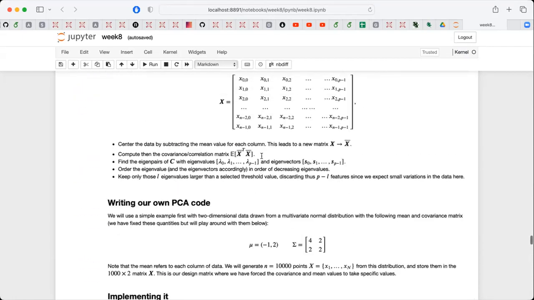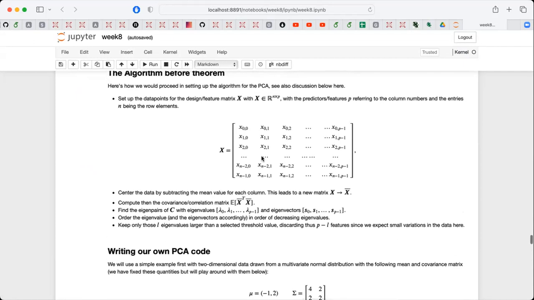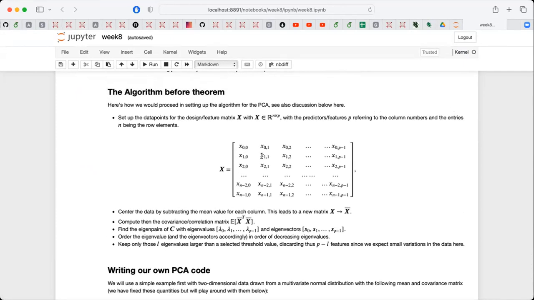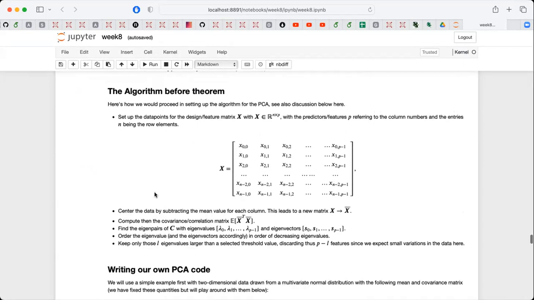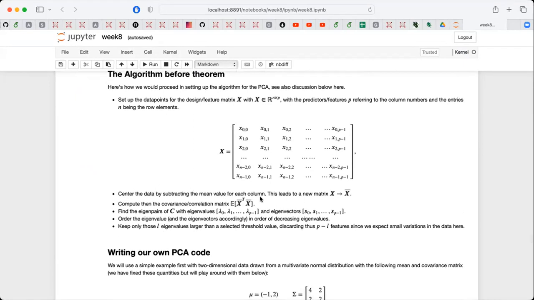So in the PCA then, if we go back, here comes the algorithm before we look at the theorem. So we would then simply set up the data points for the design matrix. And then we have the features and then the samples along the rows. Center the data by subtracting the mean value for each column. And this leads to a new matrix.